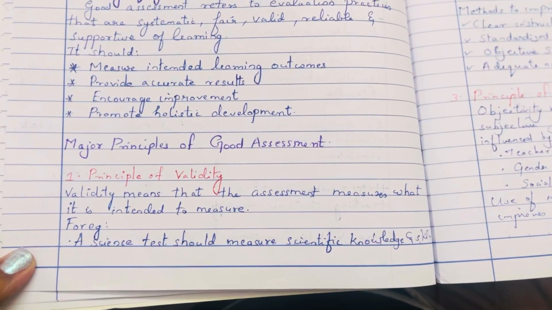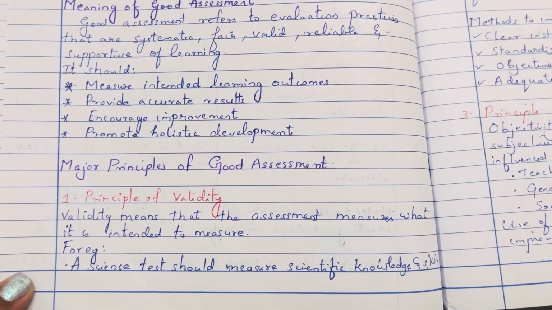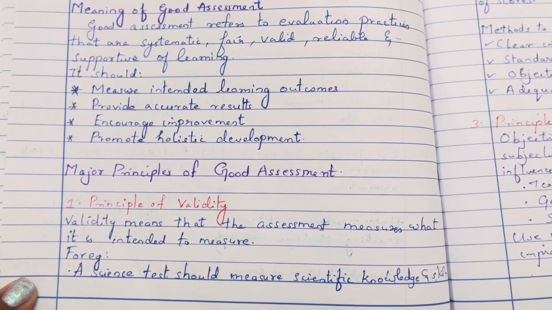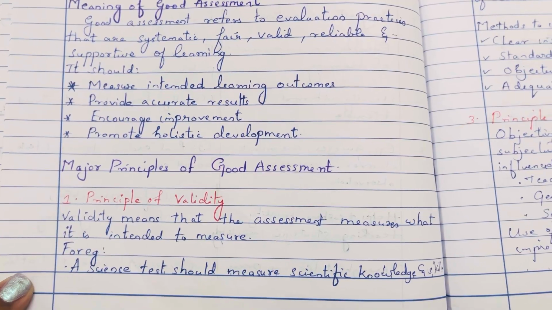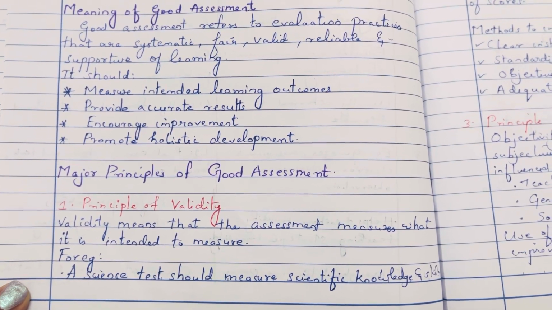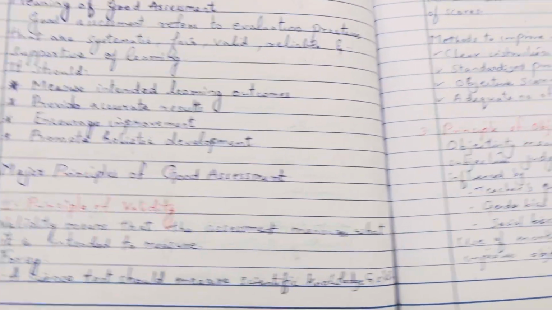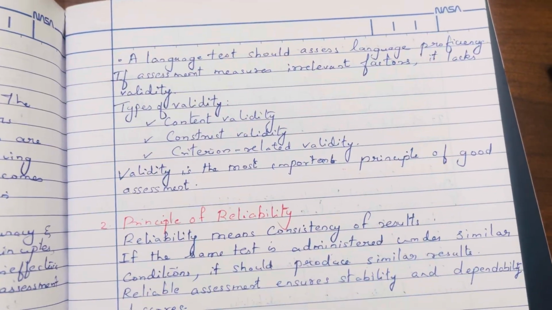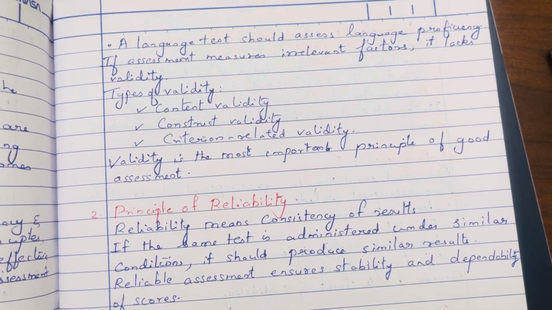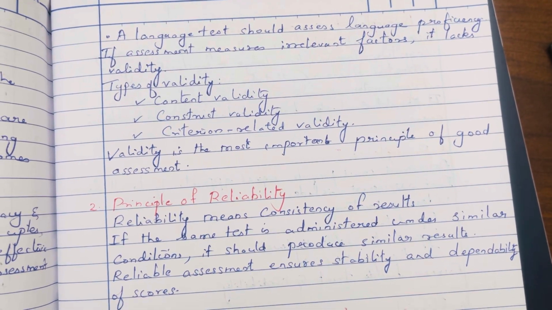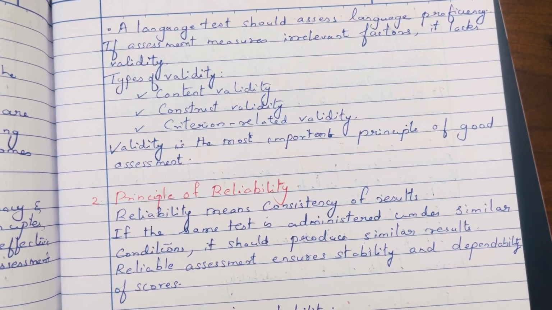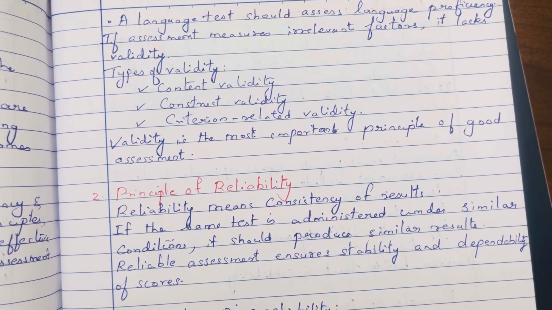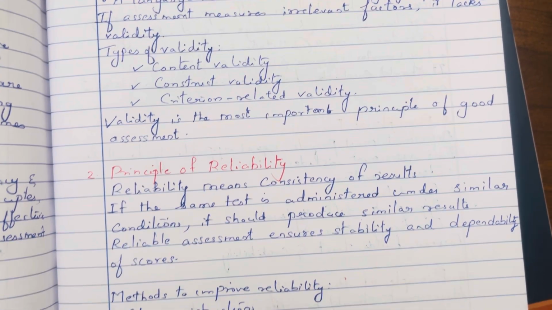Major principles of good assessment. Principle of validity. As discussed earlier, it means the assessment measures what it is intended to measure. For example, a science test should measure scientific knowledge and skills. A language test should assess language proficiency. If assessment measures irrelevant factors, it lacks validity. Types of validity: content validity, construct validity, criterion-related validity. Validity is the most important principle of good assessment.